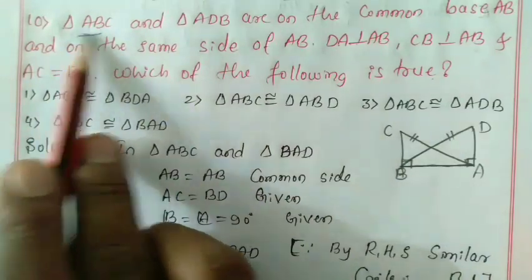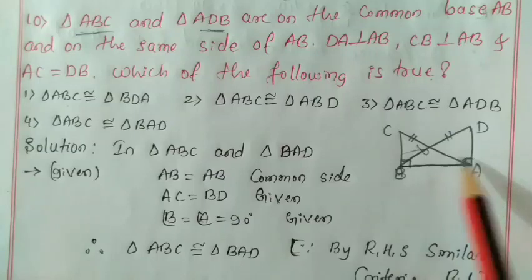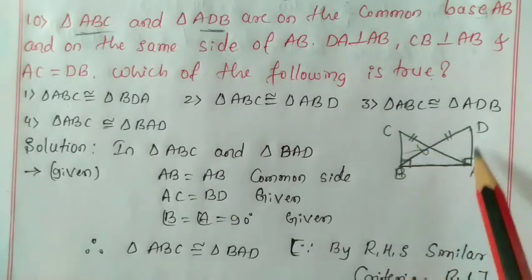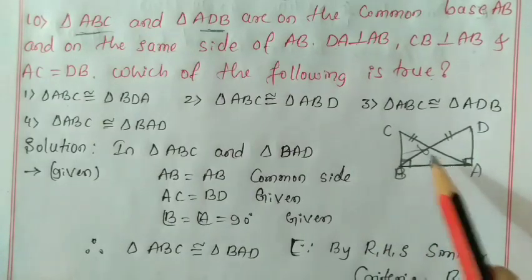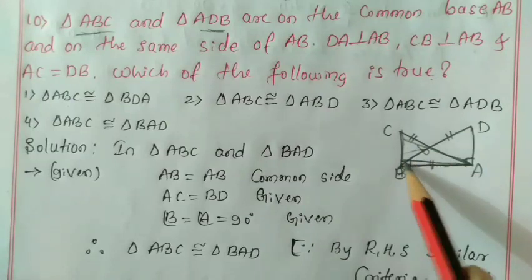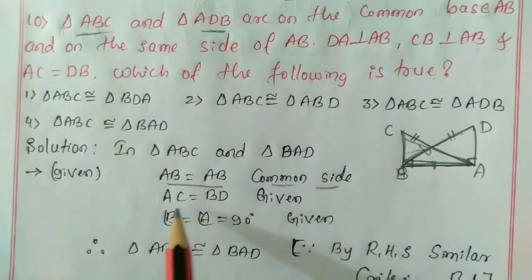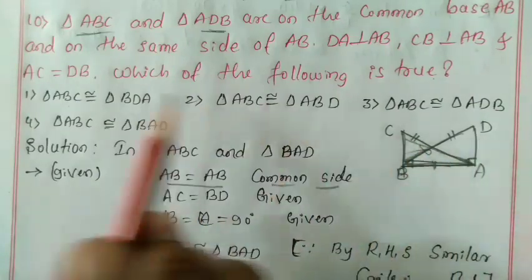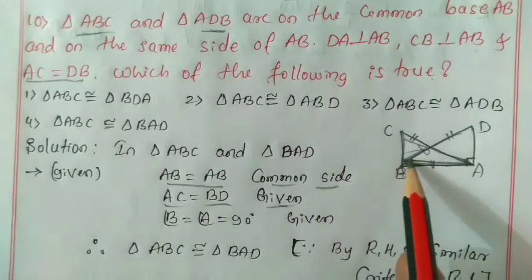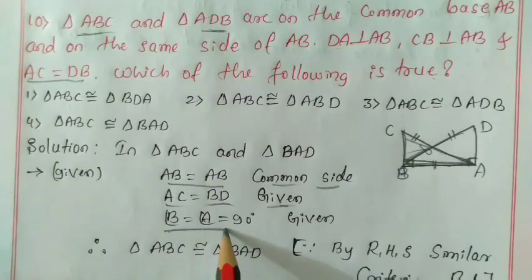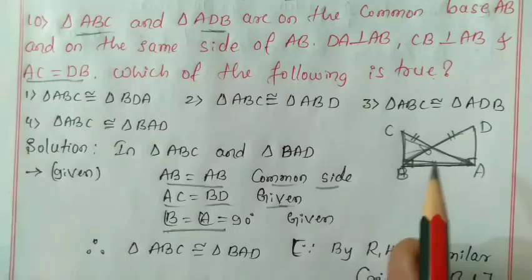After that you can consider two triangles, one is ABC and another one is BAD or DAB. Okay, so in these two, AB is common for both. So you can write AB equal to AB because this is a common side. After that AC is equal to BD, that is given. After that angle B is equal to angle A, this is also given. These two are perpendicular, means 90 degrees.